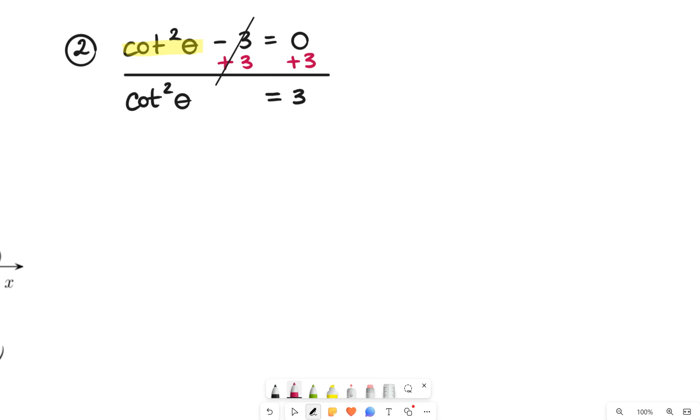To get rid of a square, we will square root each side so that the square and the square root cancel. And we're going to end up with cosine theta equals plus minus the square root of 3. Now I need you to remember that you must always put plus or minus, and here's a little example to help you understand.